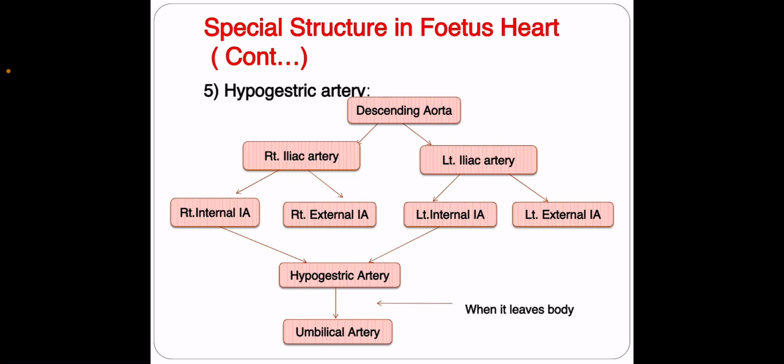The descending aorta will give two branches, the right iliac artery and left iliac artery. Then both the right and left iliac arteries will again give two branches, the right internal iliac artery and right external iliac artery, the same as the left internal and external iliac arteries. Then the right and left internal iliac arteries will join and form the hypogastric artery. When this hypogastric artery leaves the fetus body, it is known as the umbilical artery and it will return to the placenta.